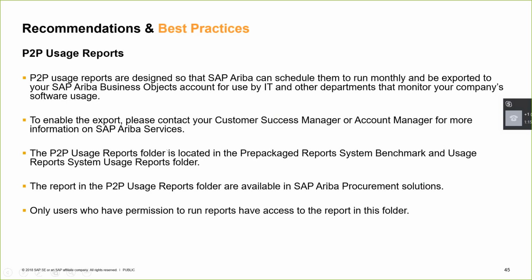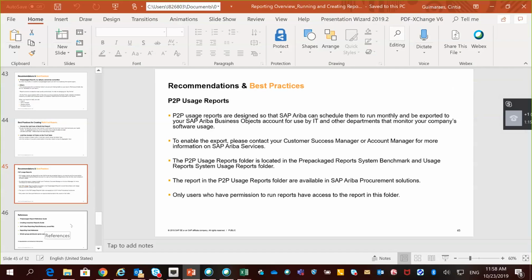Our time is almost up, but also take a look at some P2P usage reports. They are usually used by IT departments to monitor your software usage. If you want to enable them, you need to contact your customer success manager or account manager. The P2P usage report is available under the prepackaged reports, and it's also available in SAP Ariba Procurement Solutions. Only the users that have access to prepackaged reports can see the P2P usage report.